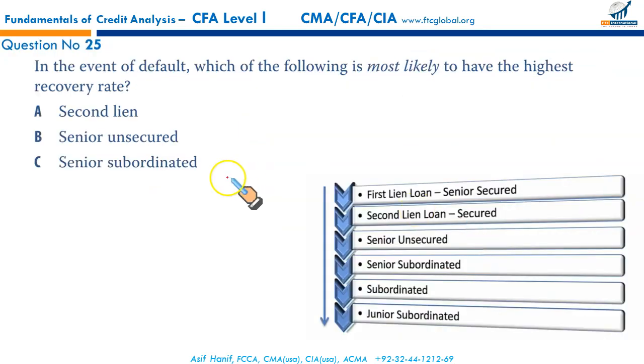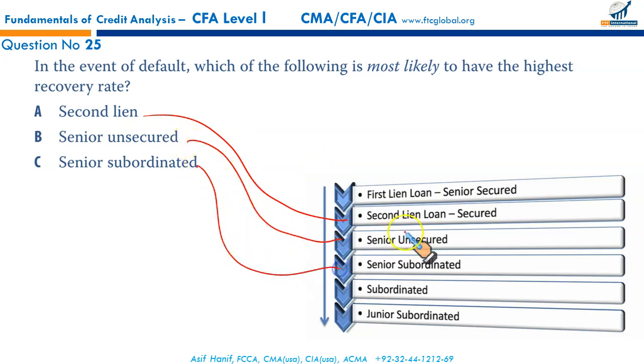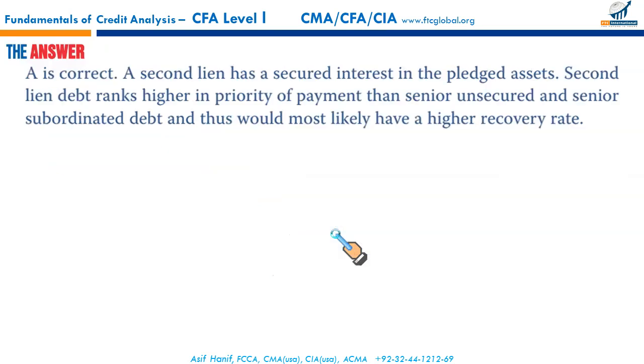Next. In the event of default, which of the following is most likely to have the highest recovery rate? The one that is at the top will have the highest recovery rate. Second lien, here. Senior unsecured, here. And senior subordinated, here. So amongst these, this is the one that will have the highest recovery rate in the event of default. So that makes A to be the correct option.